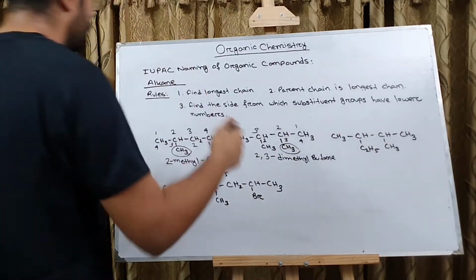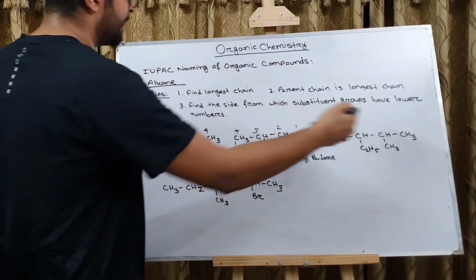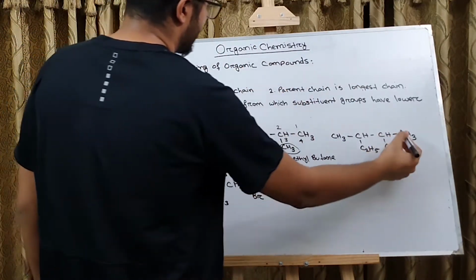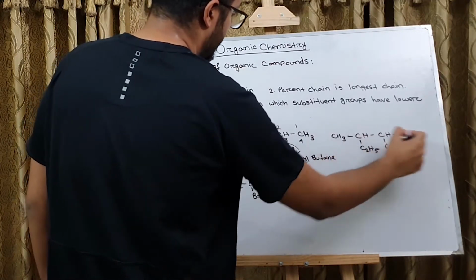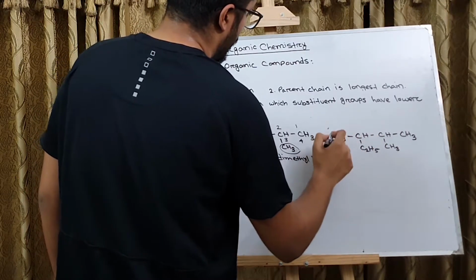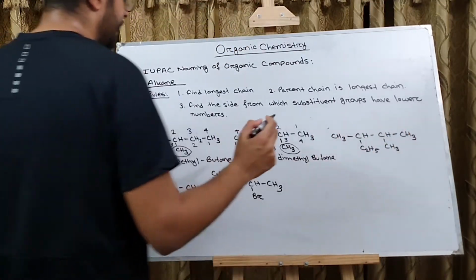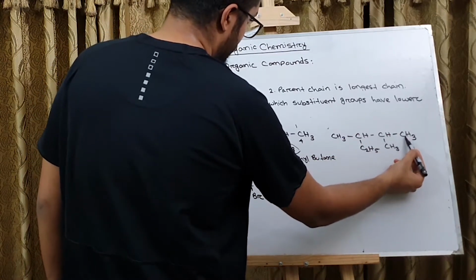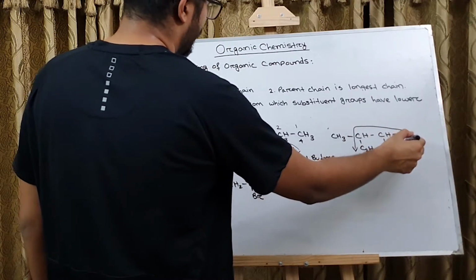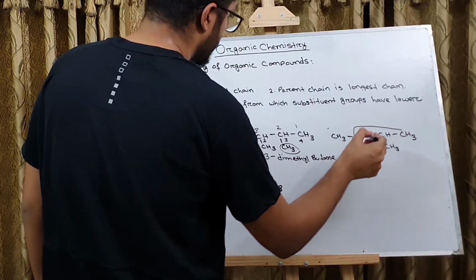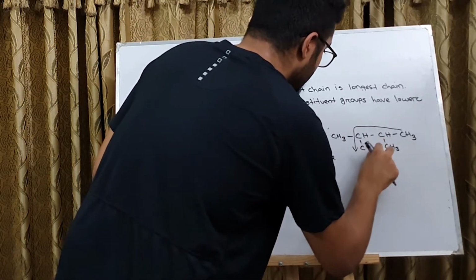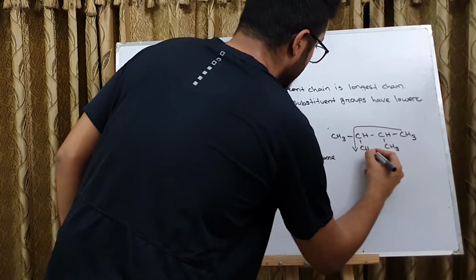By now we know the rules of naming alkane. So, the first step is identifying the longest chain. Let's identify the longest chain. Here, if we consider this one as the longest chain, then we will have 1, 2, 3, 4 carbons. But if we consider this one as the longest chain, then we are going to have 1, 2, 3, 4, 5 carbons. That is, if I expand this structure here, it would be something like this.